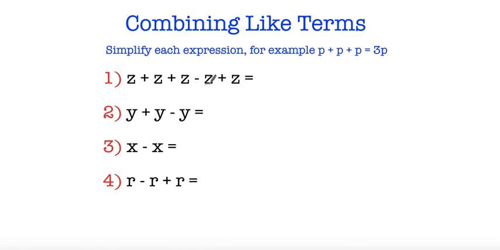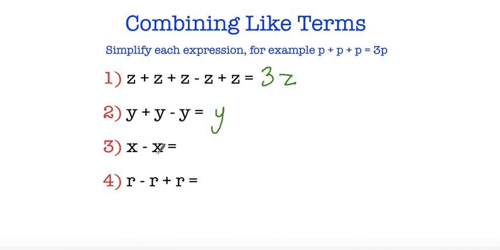So you'll notice here that the variable is z and it's the same throughout my expression. So 1z plus 1z plus 1z, that's 3z, minus z, that's 2z, and then plus another z, that's 3z again. Okay? So y plus y is 2y, minus y is simply 1y, or just y.